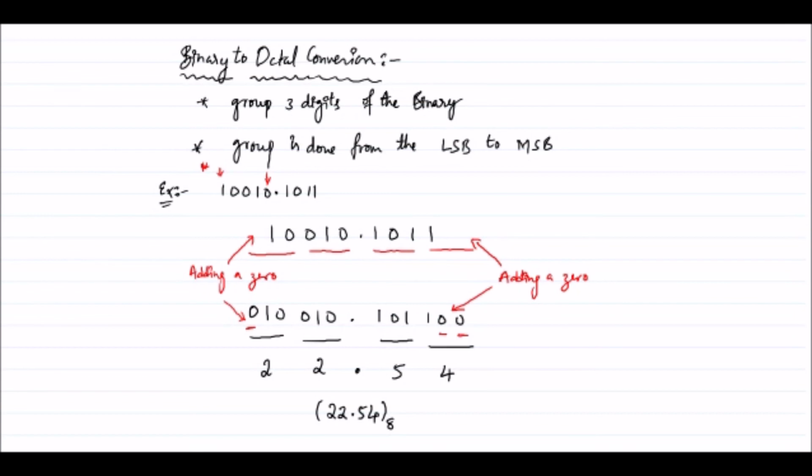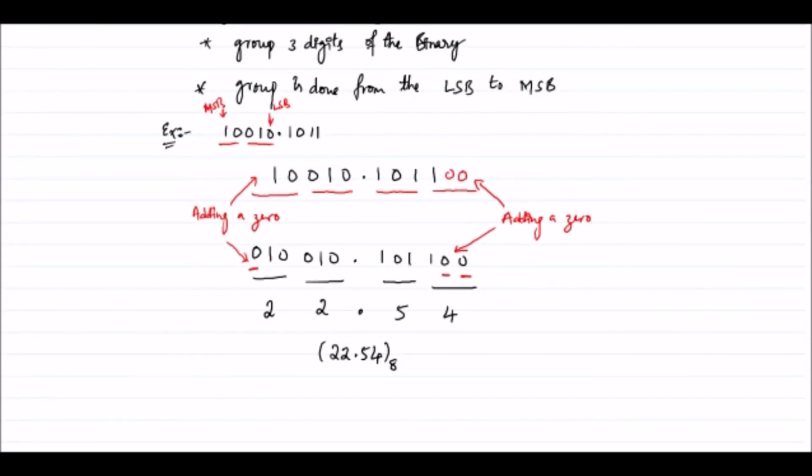So MSB is nothing but most significant bit, and LSB is least significant bit. From LSB to MSB we need to group 3 bits. So this is having only 2. So what we need to do? We have to put an extra 0 bit. So always the deficit bit should be represented with a 0.